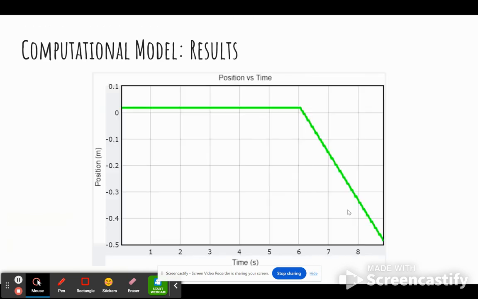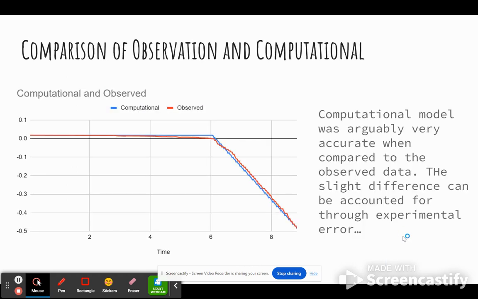These are the results of my computational model. As you can see, they're similar to the y position on Tracker analysis. It stays constant and then it drops. I inserted both of the data sets for my computational model and my observed model to create a graph through Google Sheets, computational versus observed. My conclusion is that the computational model was arguably very accurate, and the slight difference can be accounted for through experimental error.